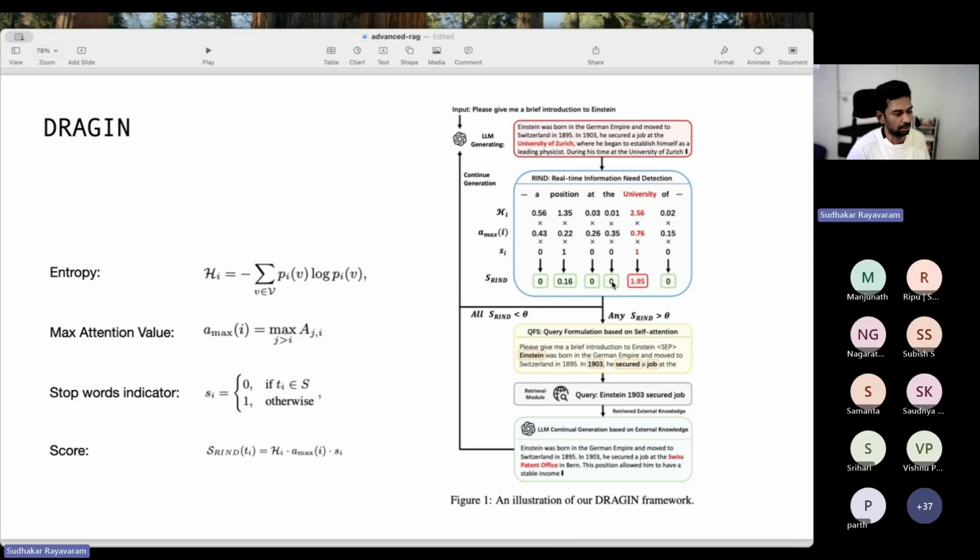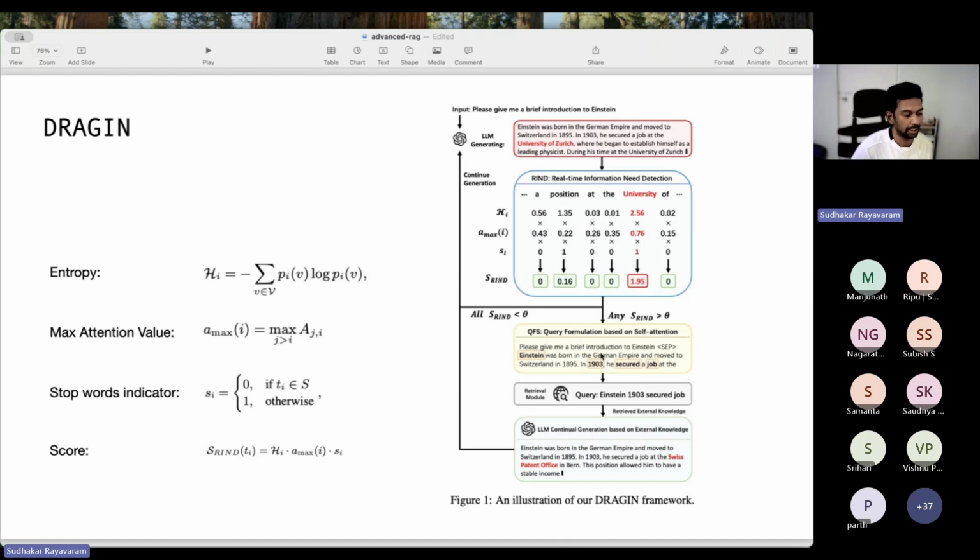That will not trigger this whole information QFS. What QFS does is basically real-time information need detection. RIND will trigger saying that, hey, now the LLM is not confident of the next token. What QFS does is, when that trigger happens, it will go and get more information. See, query formulation based on self-attention.